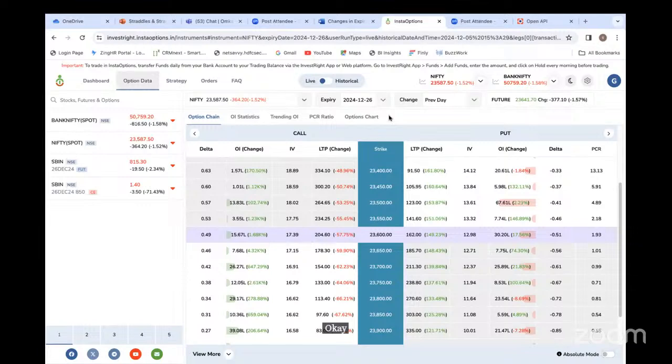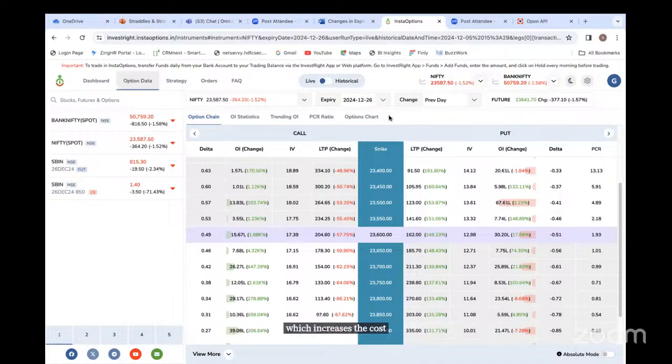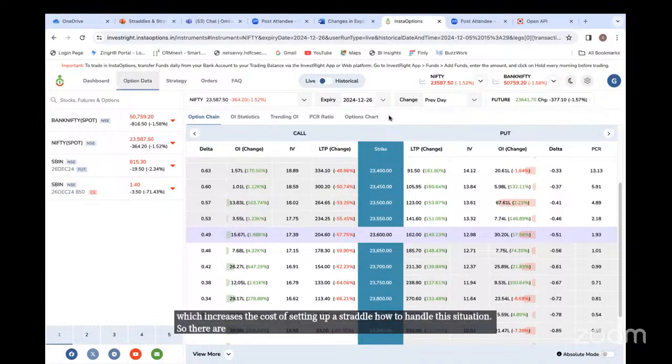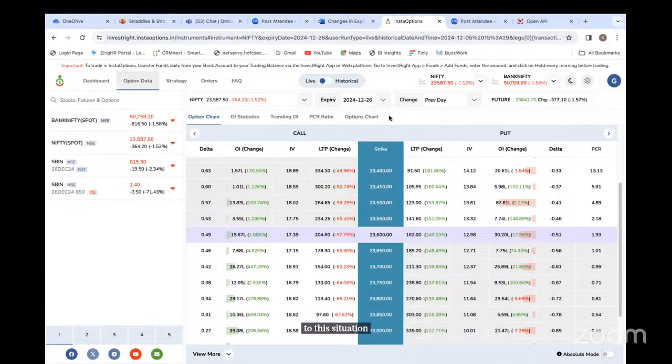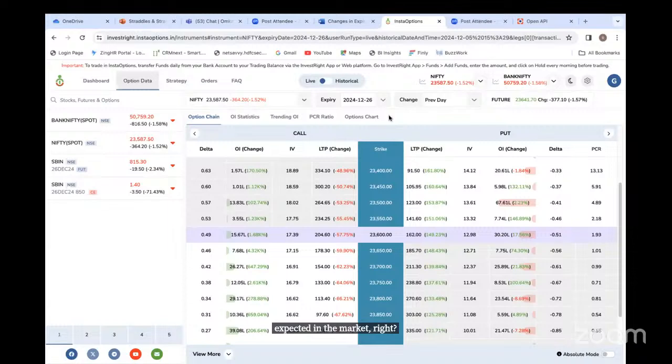Okay, there is one more question. When we expect a huge move in the market, typically the premiums go up, which increases the cost of setting up a straddle. How to handle this situation? So there are two sides to this situation. First, the premiums are going to be high, but you can also see it this way: you're getting high premiums because of the huge move that is expected in the market, right?